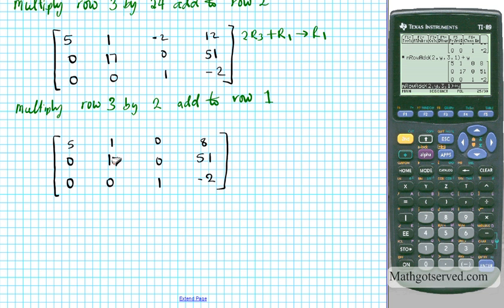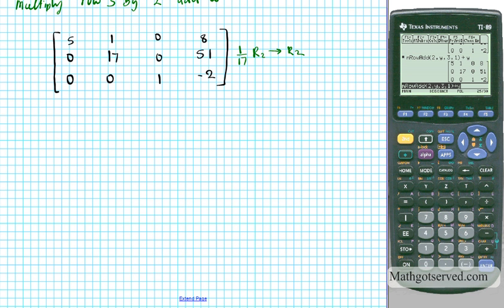Alright, so let's do this. Let's make 17 a 1. To make 17 a 1, all I'll do is multiply this entire row by 1 over 17. Okay? That's a piece of cake, right? So 1 over 17 of row 2, we're going to store this in row 2. Okay? So let's go ahead and do that.